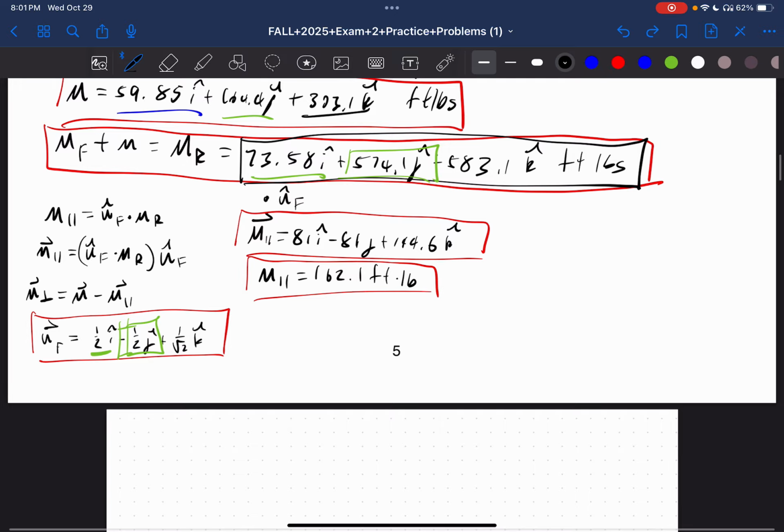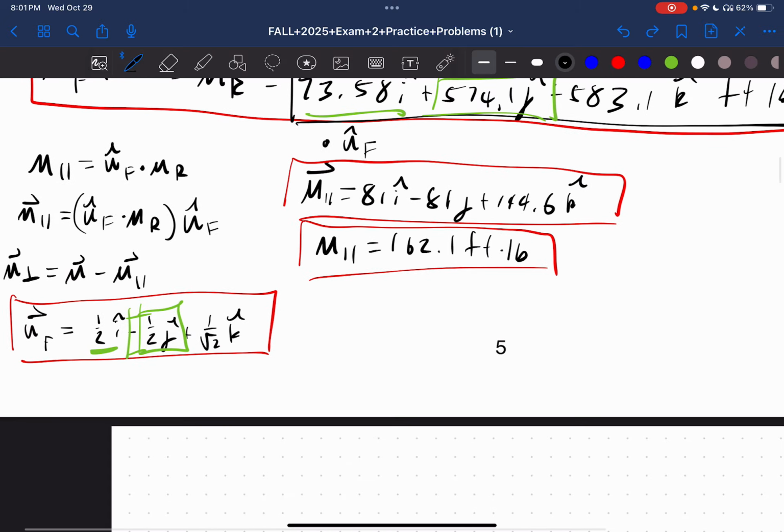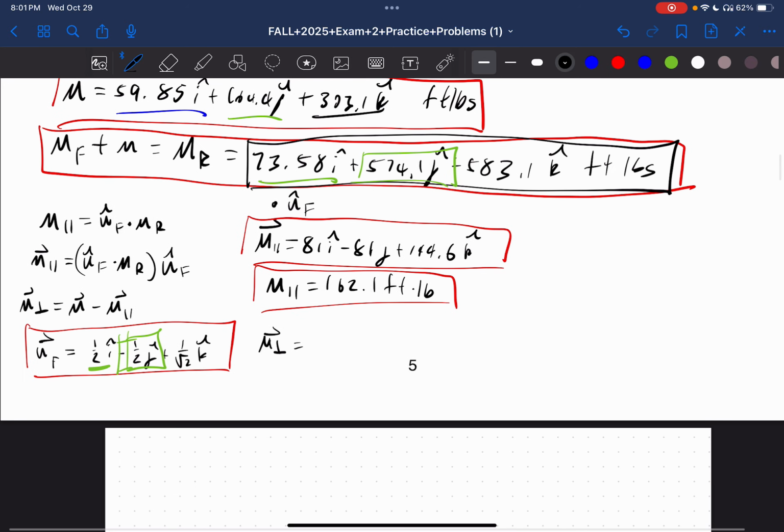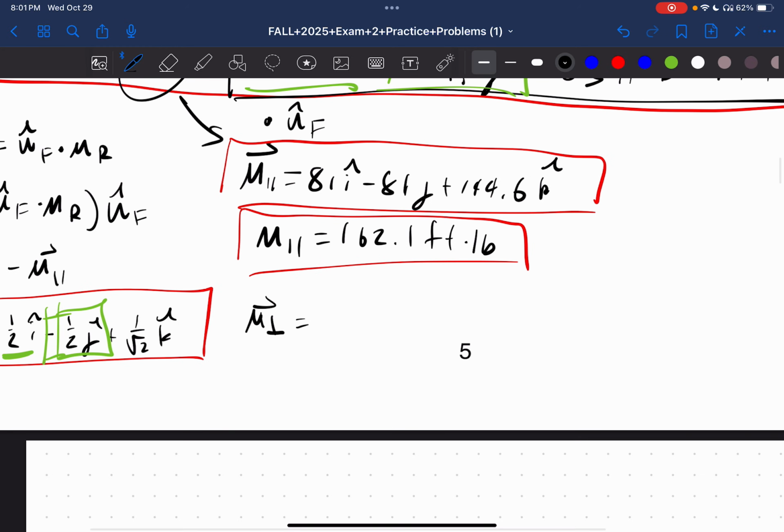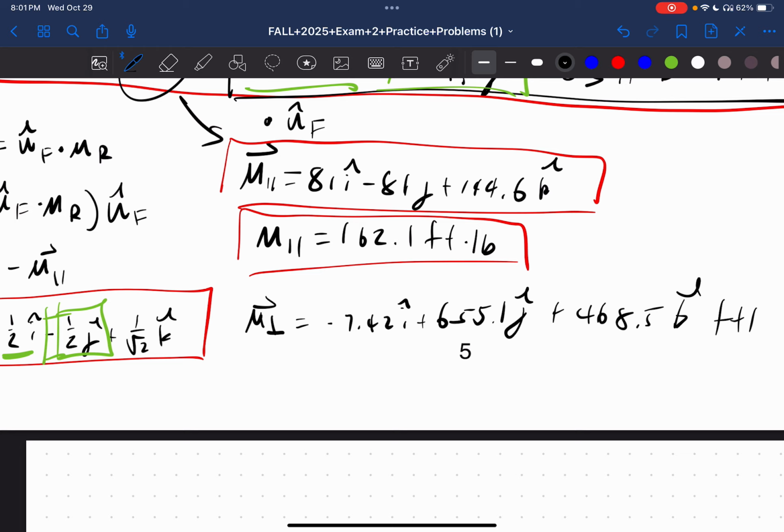Now that we have this, we can do the moment perpendicular, which is going to be equal to the moment minus the moment parallel. So moment perpendicular is going to be equal to this moment right here minus this, which is going to be negative 7.42 i plus 655.1 j plus 468.5 in the k direction, and that's foot-pounds.